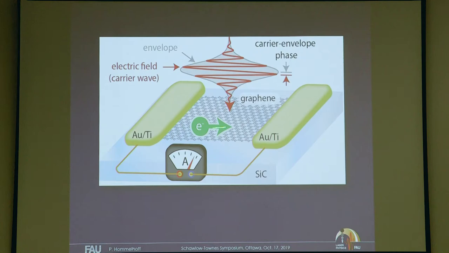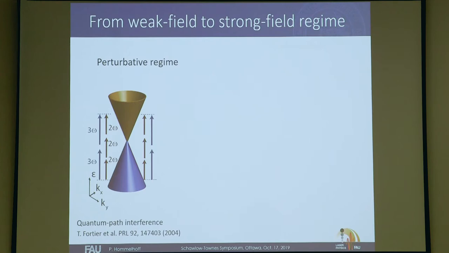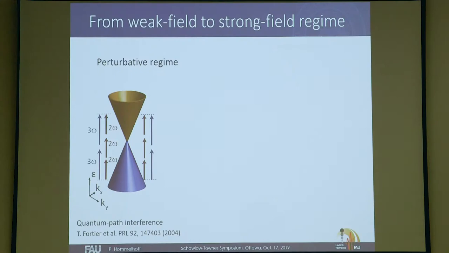So what can we expect? Many years ago, it has been shown that the quantum path interference between different excitation paths can break a left-right symmetry, and this is the famous Dirac cone dispersion relation of graphene that I'm showing here. As you can see, I'm drawing these arrows. You can think of these as the photons. It's a perturbative picture. That can result in a current.